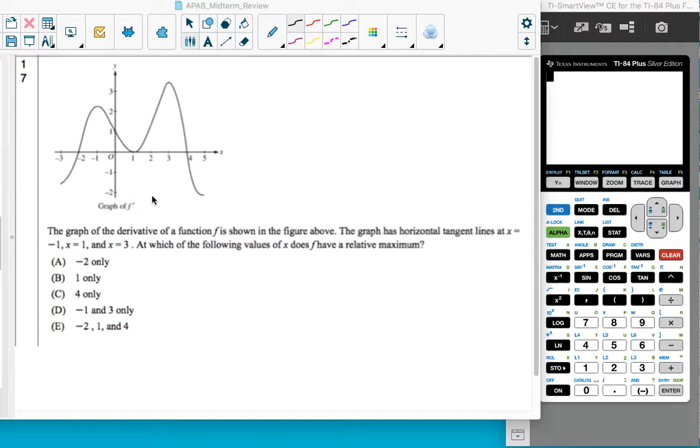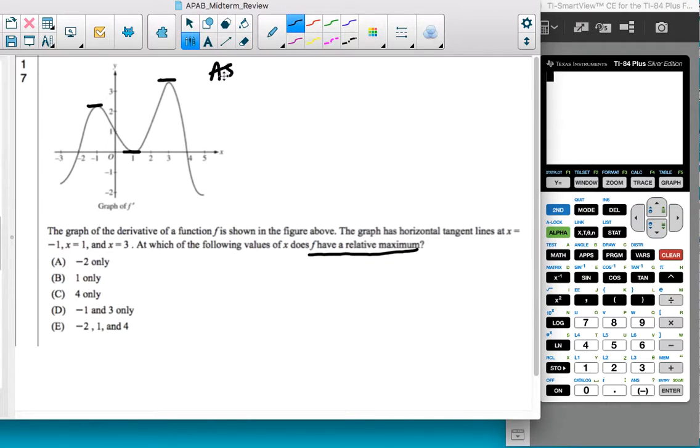So the graph of a derivative of a function f, so this is f prime, is shown in the figure above. The graph has horizontal tangent lines at x equals -1, 1, and 3. At which of the following values does f have a relative maximum?